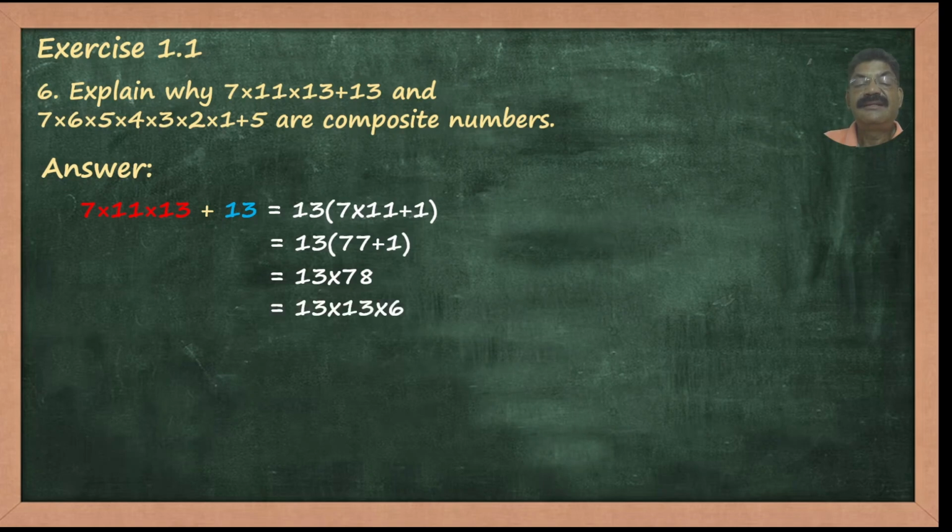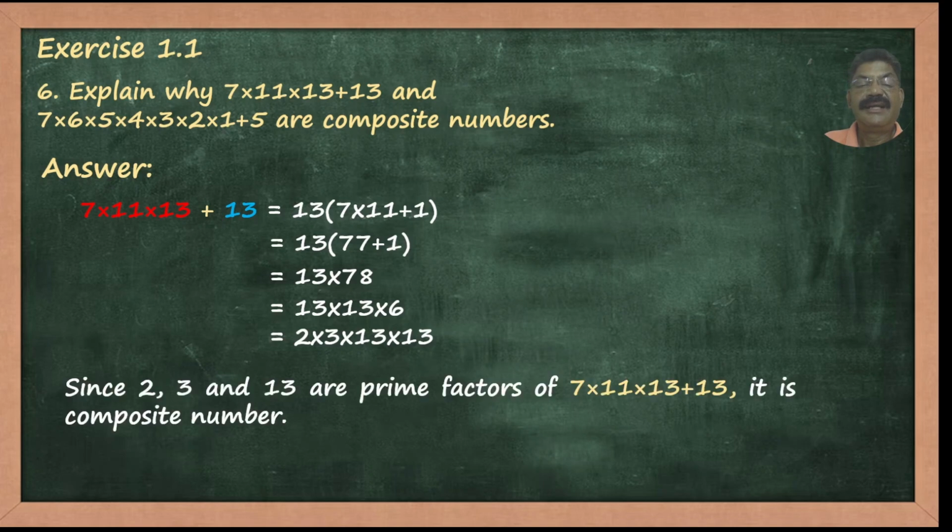That is 13 into 6 into 13. Therefore, you can write this as 2 into 3 into 13 into 13. So, 2, 3, 13 are the prime factors of the given number. It is a composite number.